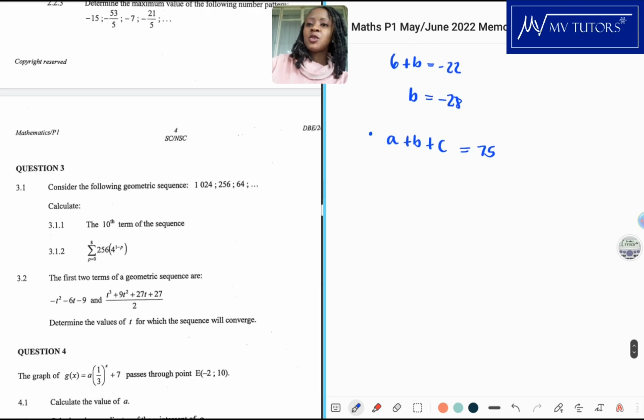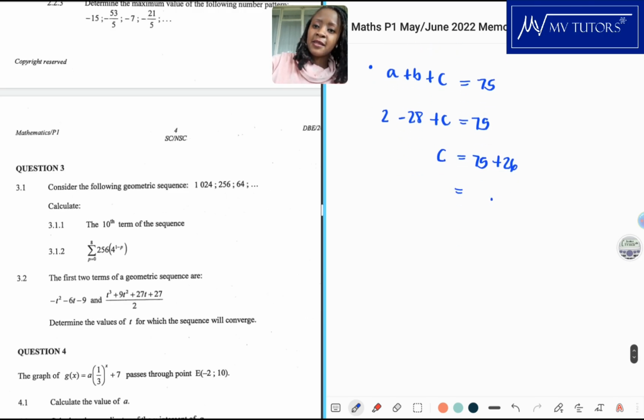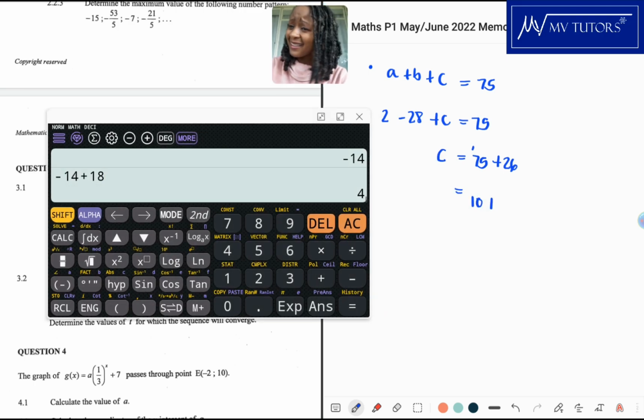Okay, so a was 2, b was negative 28, plus c, that is 75. So C is 75. Now 2 minus 28, that will give us negative 26. If I take negative 26 to the other side, it will be plus 26. And if we add that up, 5 plus 6 is 11, 9, 10. So 101. But let's just make sure, because we don't want to lose marks for stupid mistakes.